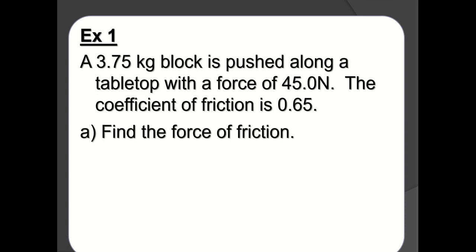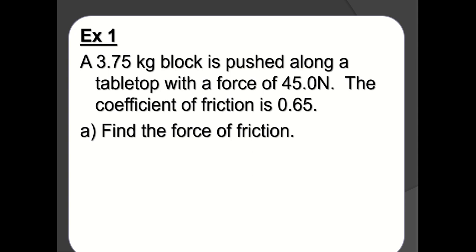All right, so let's take a look at one example and see what we can do with this. This question says they have a box or a block that's 3.75 kilograms in mass. It's pushed along a tabletop with a force of 45 newtons, and the coefficient of friction is 0.65.